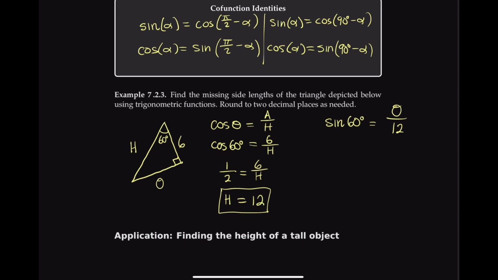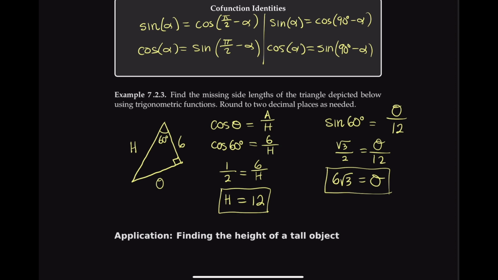And the sine of 60 degrees we figured out in the previous problem was √3/2. And that's going to be the opposite over 12. And so now I'm just going to multiply both sides by 12, and I'll get 6 square root of 3 is the opposite side. And so now I have the opposite side is exactly 6 times the square root of 3. It says round to 2 decimal places as needed.